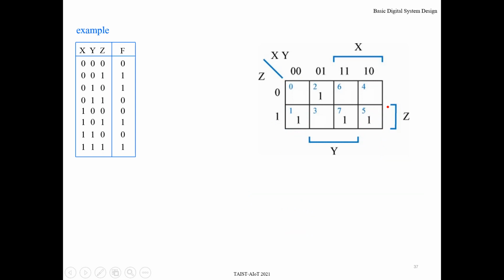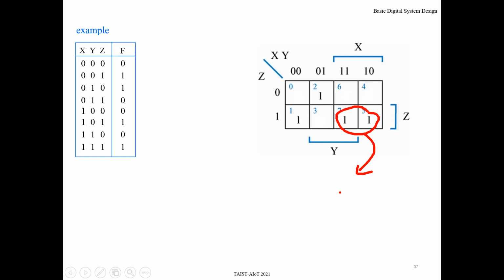So to complete the function, you must select all cells that contain logic 1 output. And to minimize, you must use the number of product terms as small as possible. Namely, if you use this one, the product term of this one is x, y, z, right? Namely, if you select only one cell, you obtain a minterm that contains all input variables. But if you select two cells, you will get what?